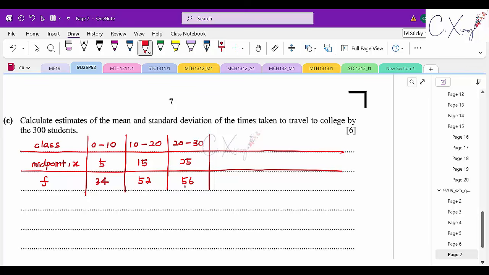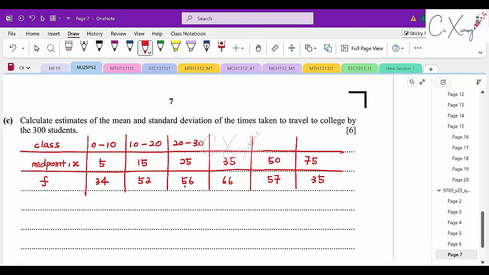I didn't show you the next few classes. I will just show you the midpoint. After 25, the next midpoints will be 35, then 50, and also 75. Okay, and after that, the frequencies will be 66, 57, and also 35.